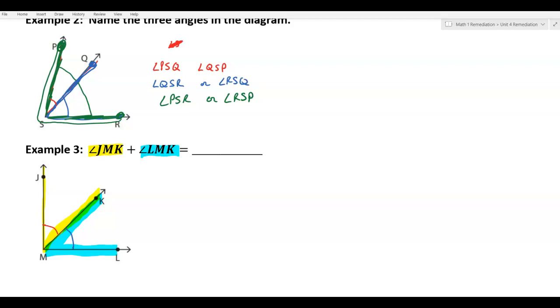If I take the red and the blue and I combine them, I go from here all the way to here now. And that angle would be angle JML. So this would equal angle JML. You guys remember, the angle symbol is critical to include anytime you name an angle. All right? So that leads into the next step when we do angle addition for the next learning target.